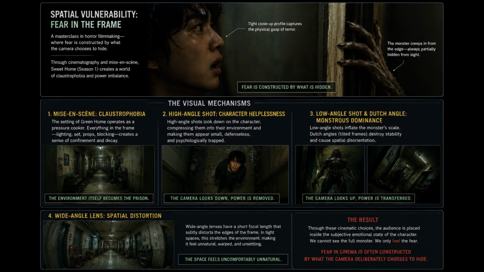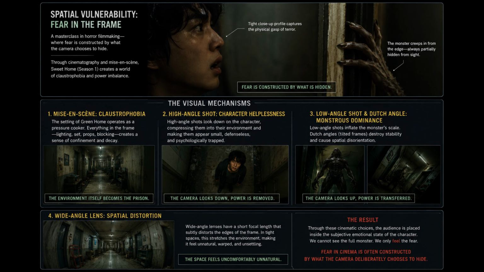Furthermore, the choice of lens is critical. In these tight apartment corridors, the directors frequently use wide-angle lenses. A wide-angle lens has a short focal length that subtly distorts the outer edge of the frame. In confined architectural spaces, this visual distortion stretches the hallway, making the physical environment feel uncomfortably unnatural and warped.